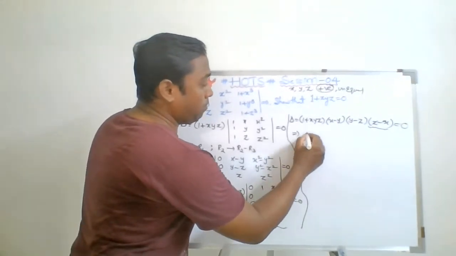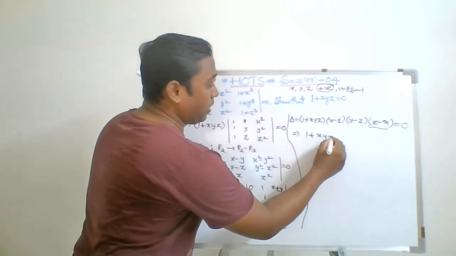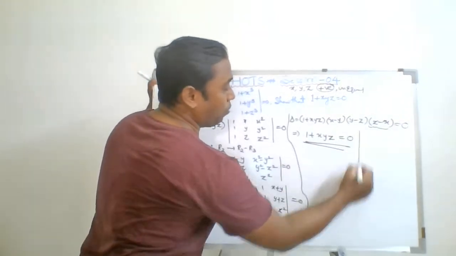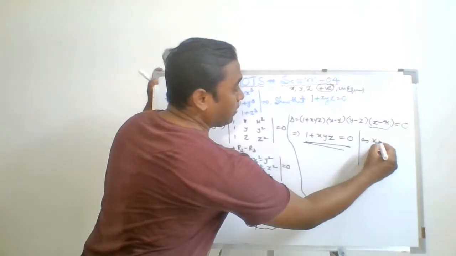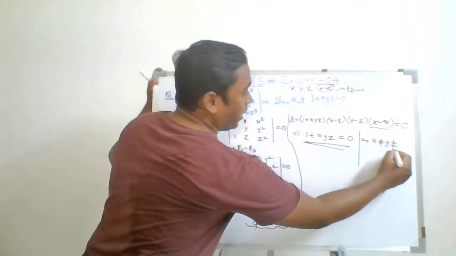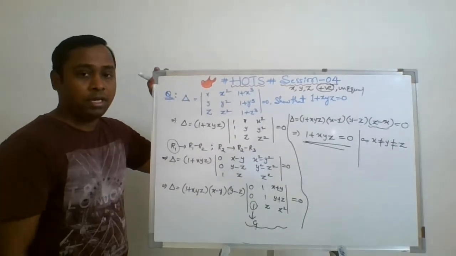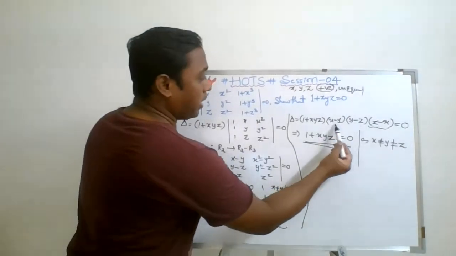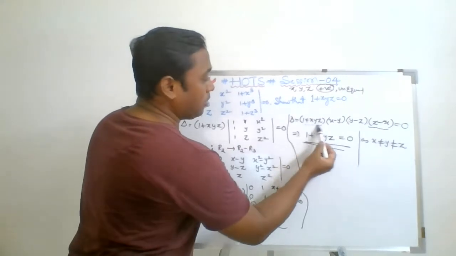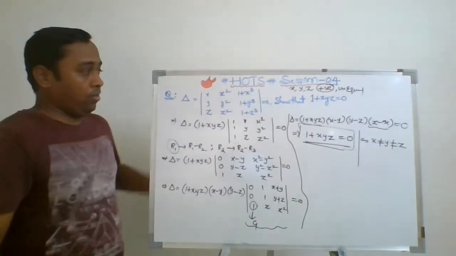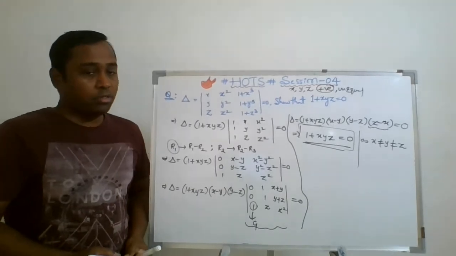Therefore, it implies that 1 plus xyz must be 0, as x is not equal to y is not equal to z. Still they are positive and they are not equal, hence they cannot be 0, hence this would be 0. That is your solution. I hope you understood this question.